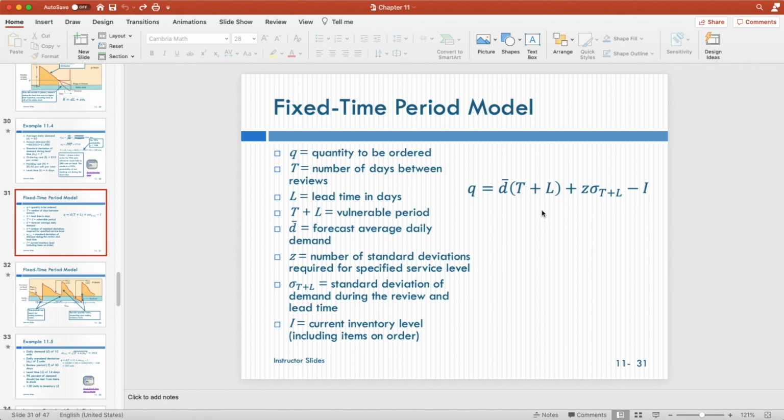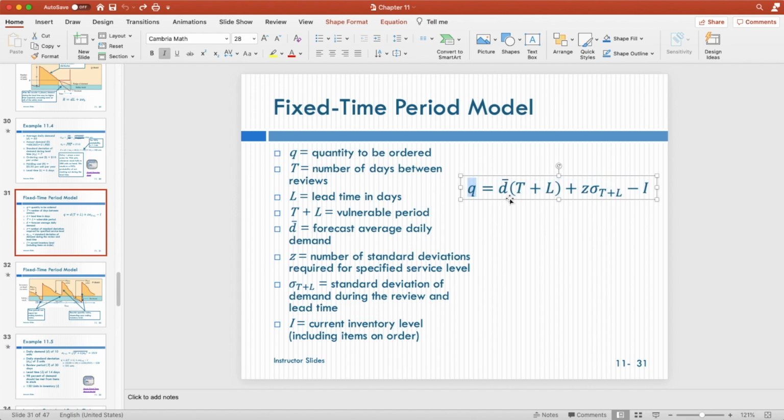You see that this equation is of course different from what we just mentioned within the fixed order quantity model. When we talk about the time within this equation, the time itself is not T or L alone, it is T plus L. Before we talk about the specific meaning of the whole equation, let's first look at a few different notations.